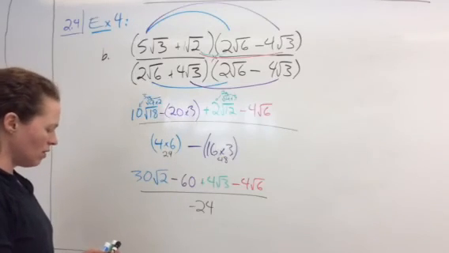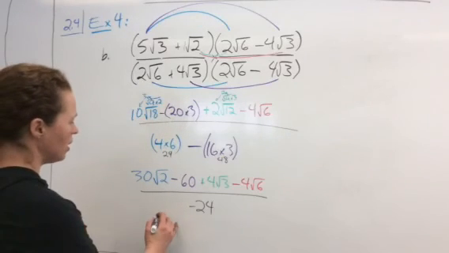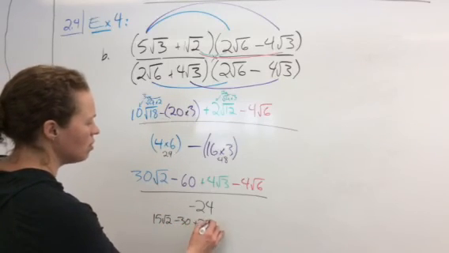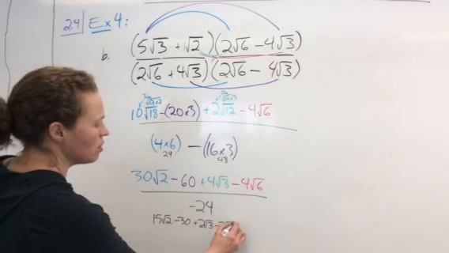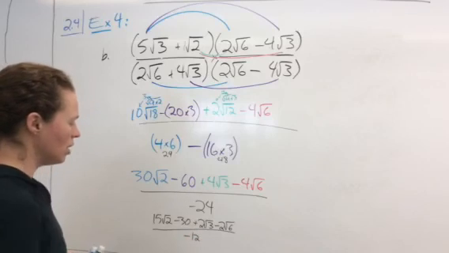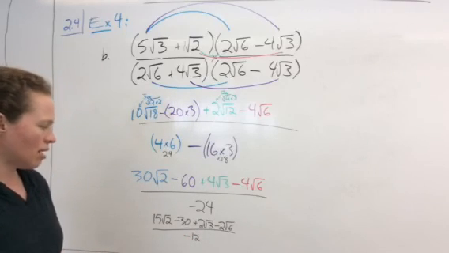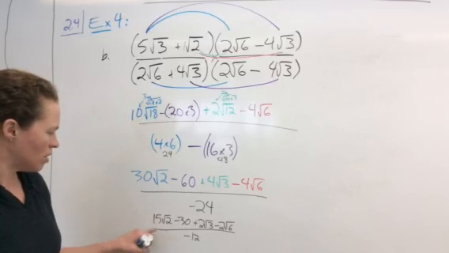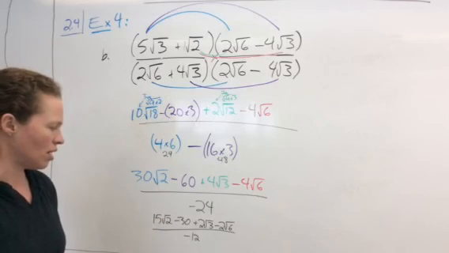We can reduce all of these numbers by 2, so our final answer becomes 15 root 2 minus 30 plus 2 root 3 minus 2 root 6 all over negative 12. We can look one last time and ask ourselves if there's anything further we can simplify, but it looks like we're good. This 15 will stop us from reducing it any further.